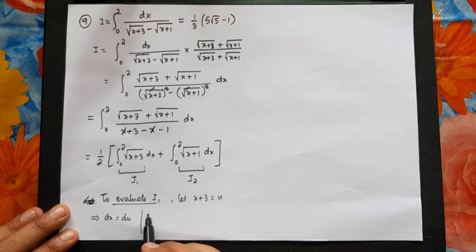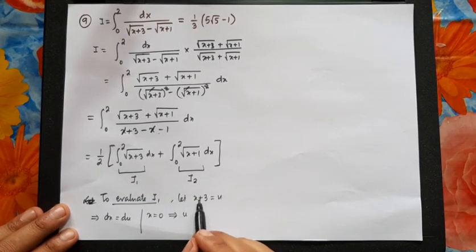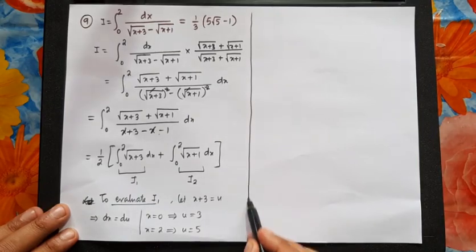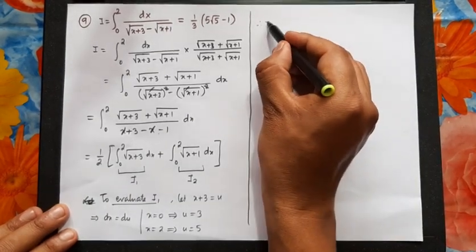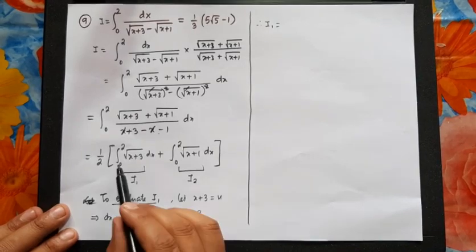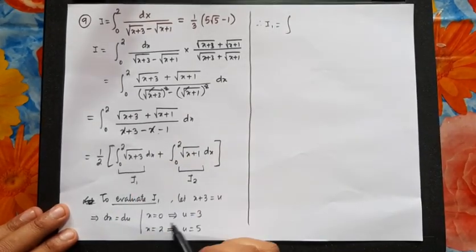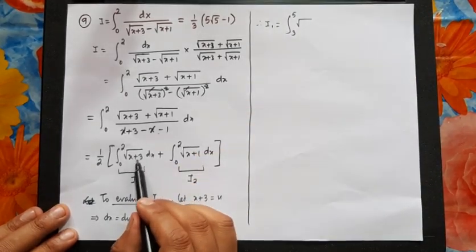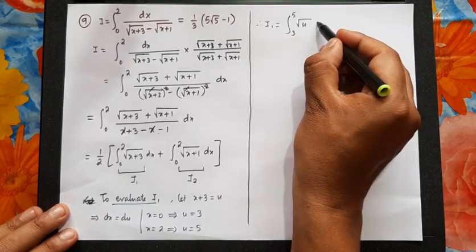And one more thing, that is the limit. So when x equals 0 implies u equals how much? 0 plus 3, that is 3. And we have x equals 2 implies u equals how much? 2 plus 3, that is 5. So I don't have space, so let me write it here. Therefore your I1 will become, 0 to 2 becomes 3 to 5, integral 3 to 5 square root of, how much is x plus 3? x plus 3 is u. So u du, right?